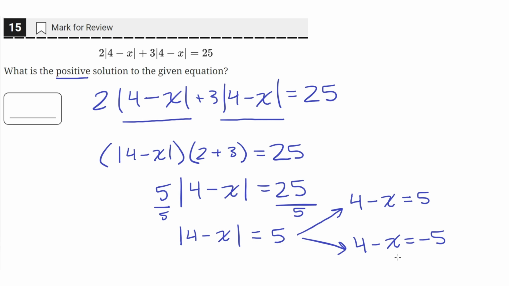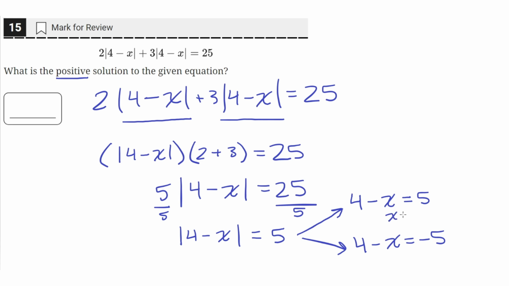But then 4 minus x equals negative 5. So when the quantity in here equals negative 5, the absolute value of a negative number is just its positive version. So absolute value of negative 5 is just 5. So then 5 equals 5, and the equation is still true. Okay, so now we can just solve for the value of x in both of these equations.